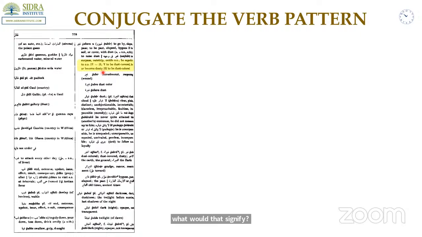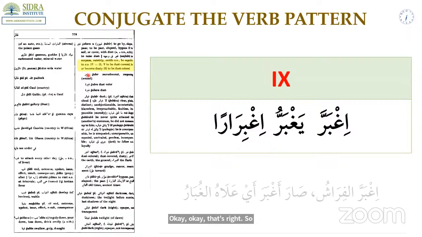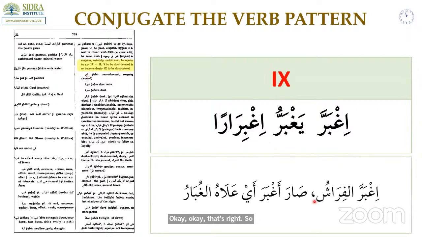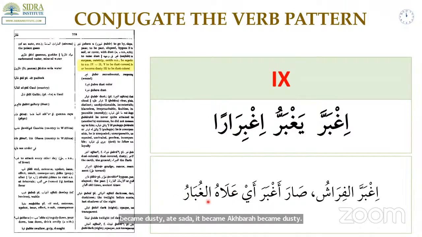Okay. إغبر. That's right. So إغبر يغبر إغبرارا, and it means to be dusty. So look, for example, إغبر الفراش, أي صار أغبر أي علاه الغبار. Meaning the bed or mattress, whatever you want to call it, became dusty. أي صار, it became أغبر, meaning dusty. In other words, there was dust upon it. أي علاه الغبار. Okay, dust came over it. So we have number 9 there.